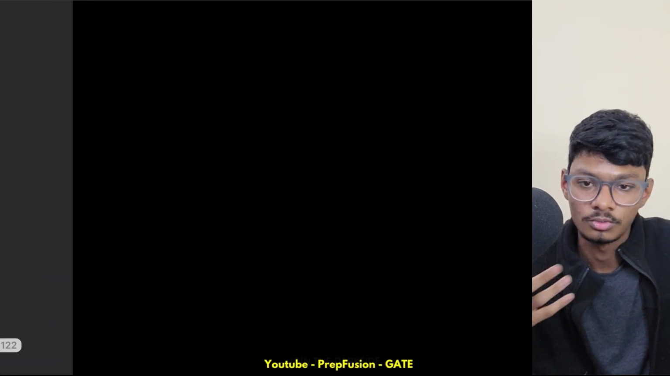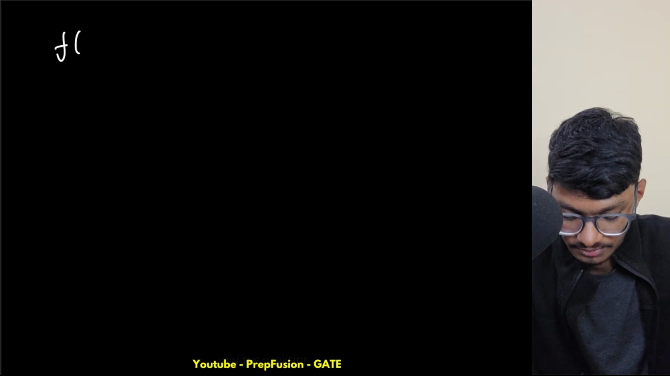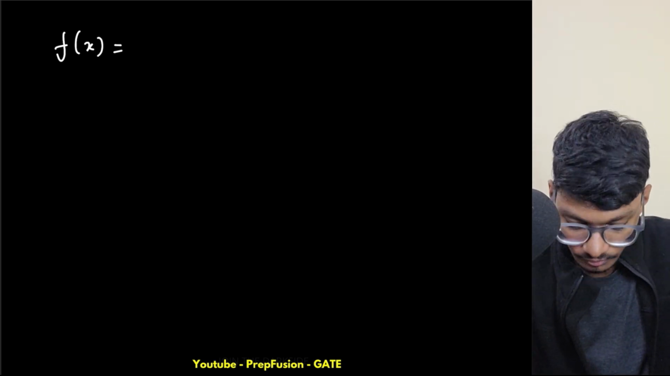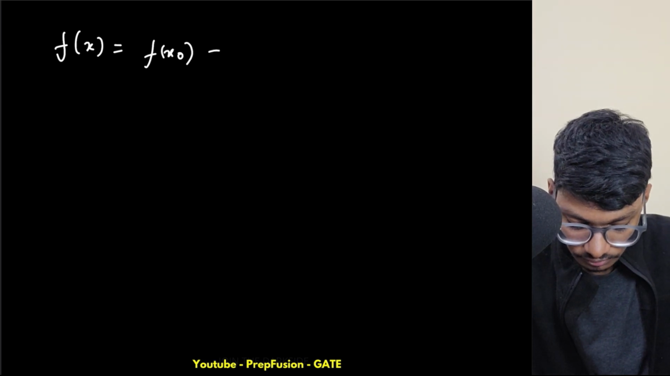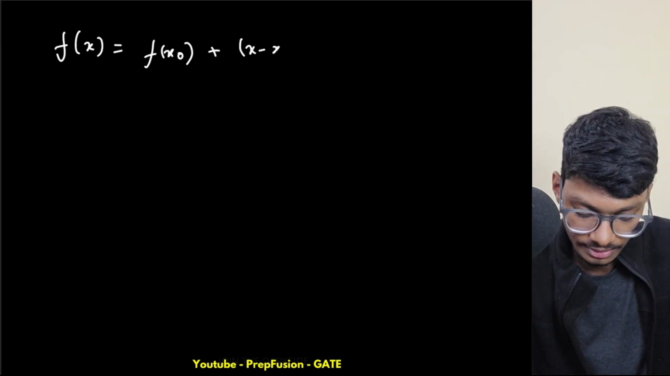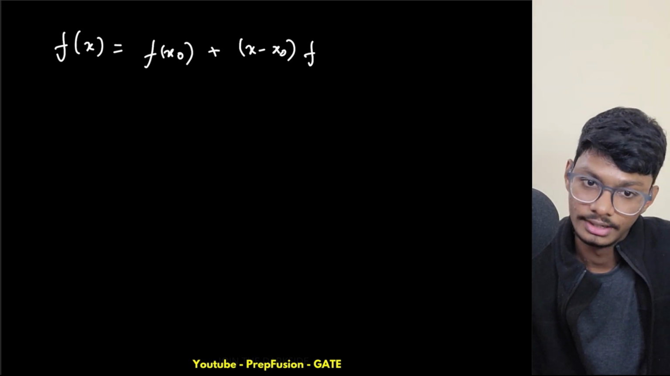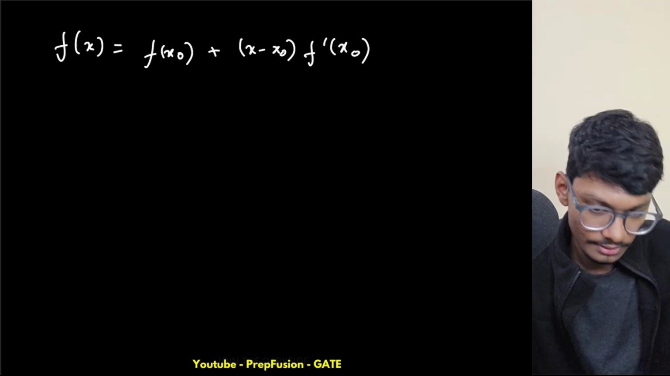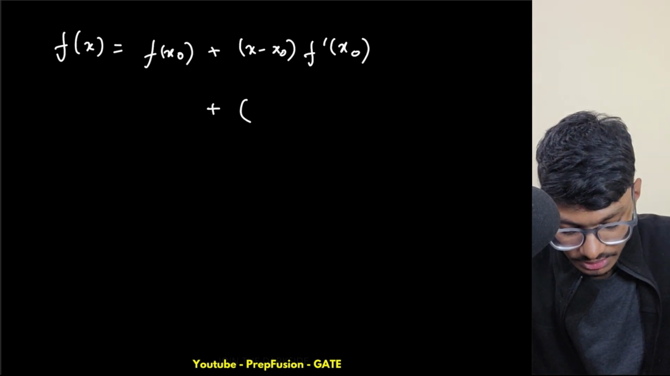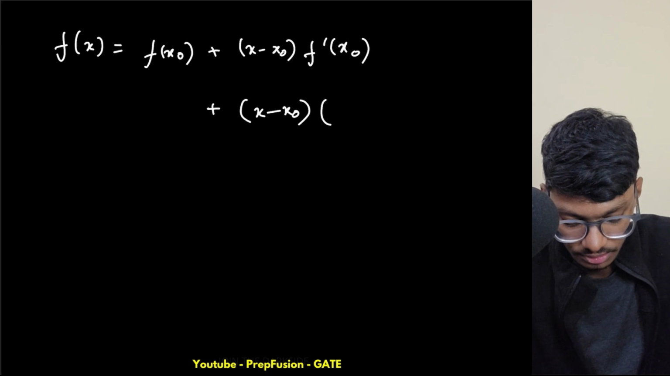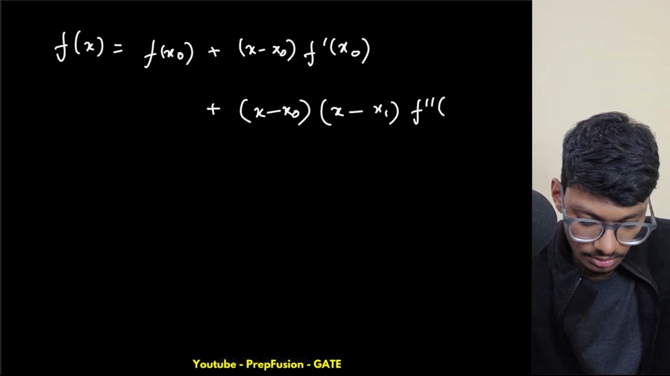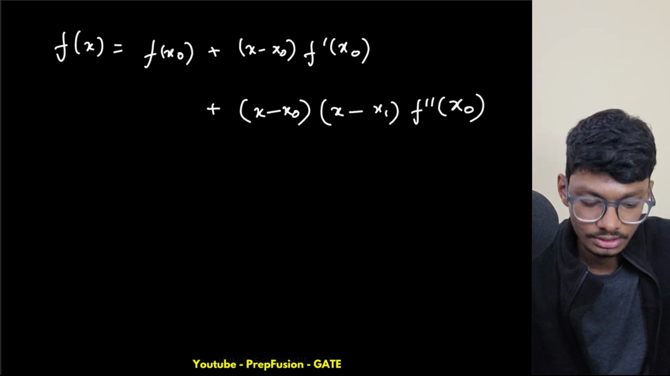So what is the formula for interpolation? The formula for interpolation is something like this for the second order interpolation. So here what do you do? First you will write f of x naught, then plus x minus x naught into f dash of x naught, which is basically the first difference. Then the second difference is x minus x naught into x minus x1 and f double dash of x naught. Okay, so this is the second difference.